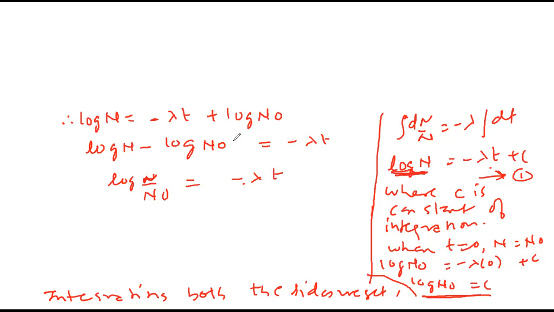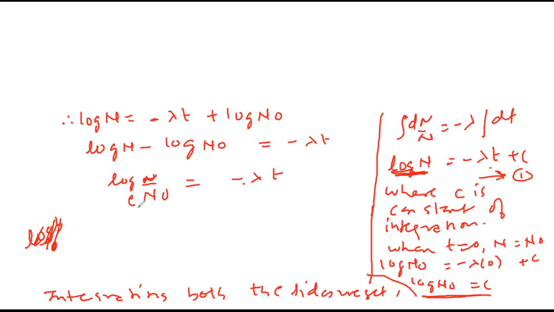What is log A minus log B? If you know from math, it is log A upon B. Then what is the base of log? Because log is always written with some base. Nothing given means what is the base? E. So this is like base e.